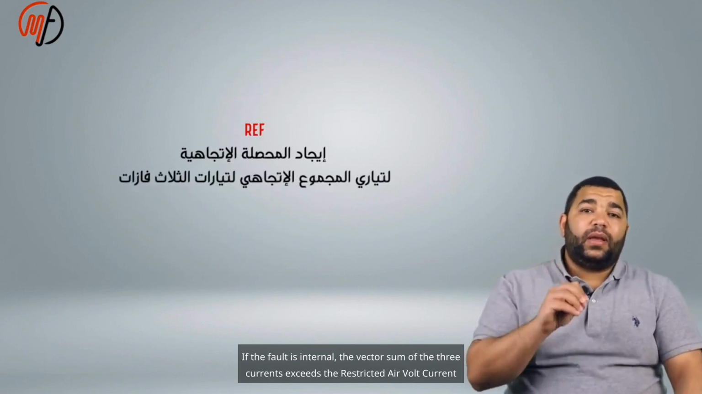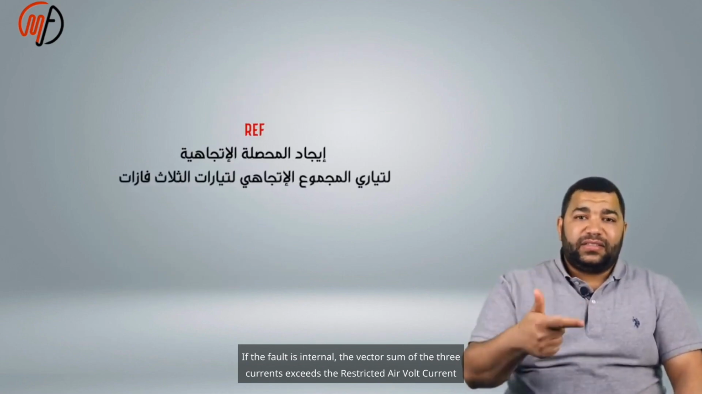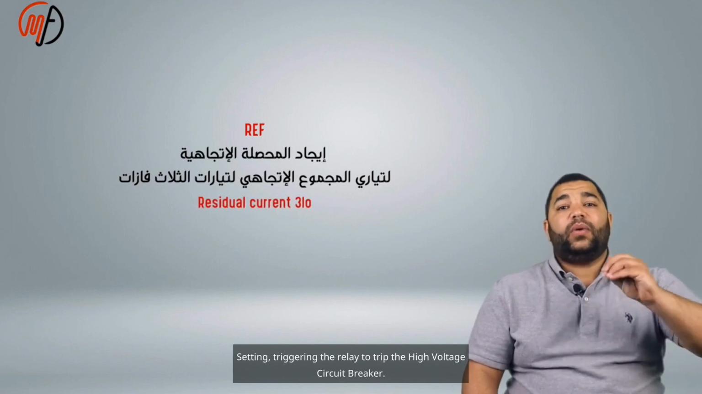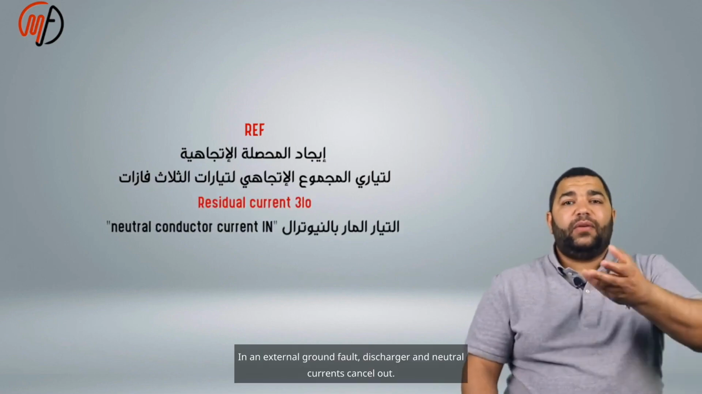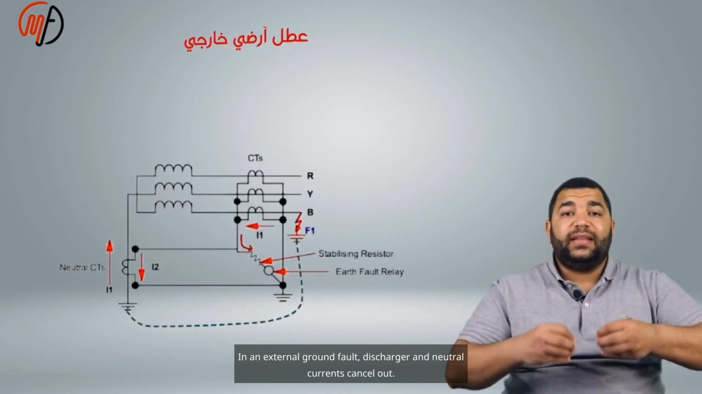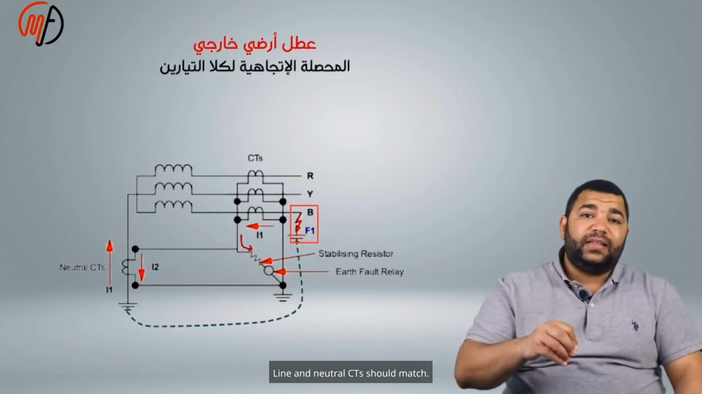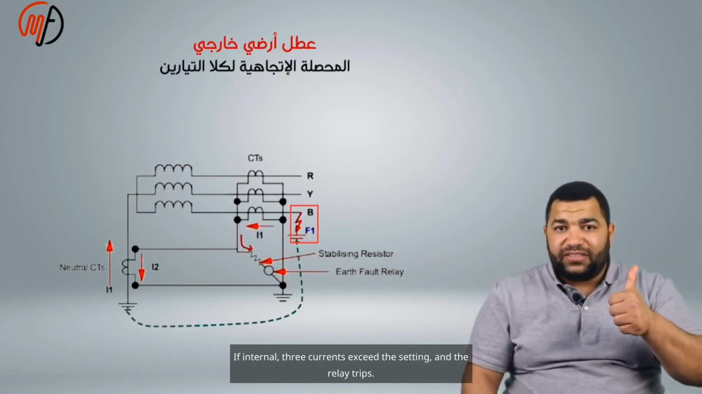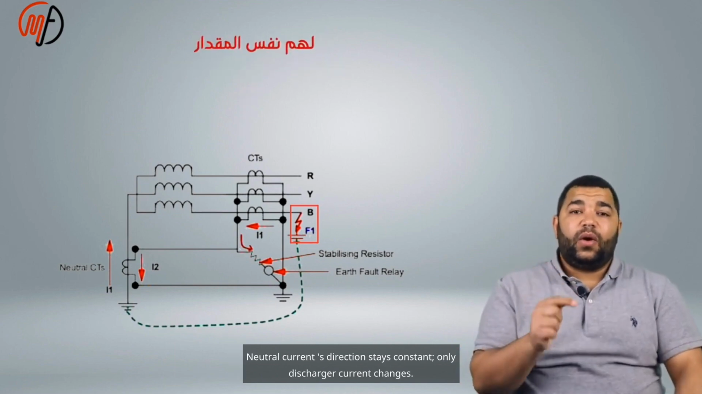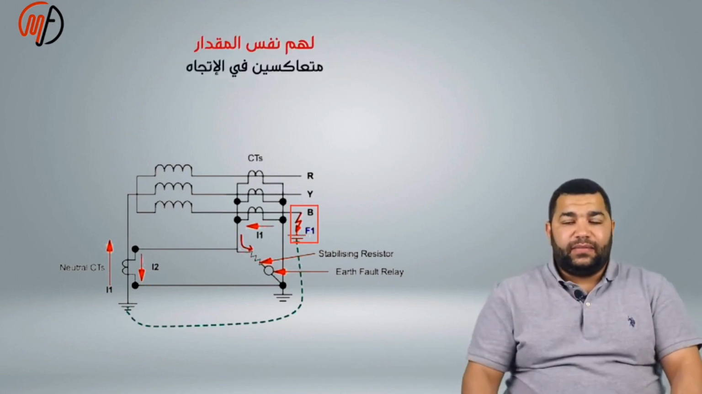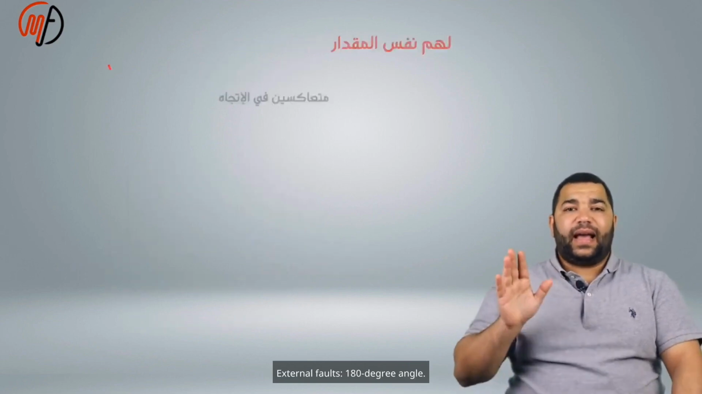If the fault is internal, the vector sum of the three currents exceeds the restricted earth fault current setting, triggering the relay to trip the high voltage circuit breaker. In an external ground fault, line and neutral currents cancel out. Line and neutral CTs should match. If internal, the currents exceed the setting and the relay trips. The neutral current's direction stays constant. Only the line current changes. CT ratios must match for external faults.